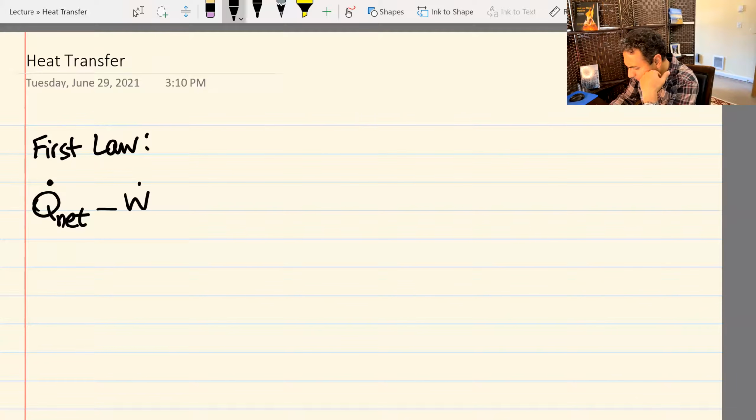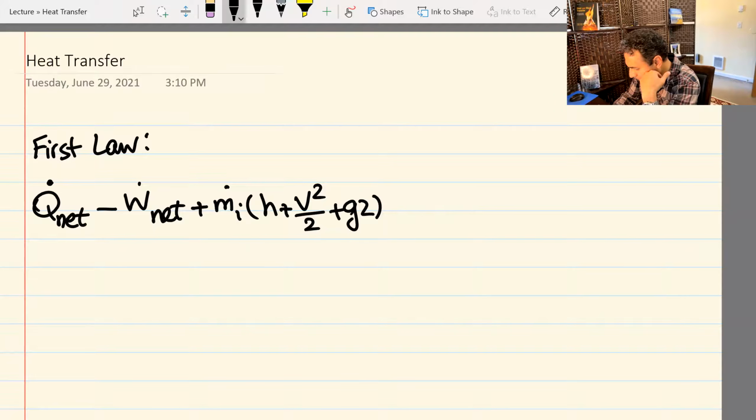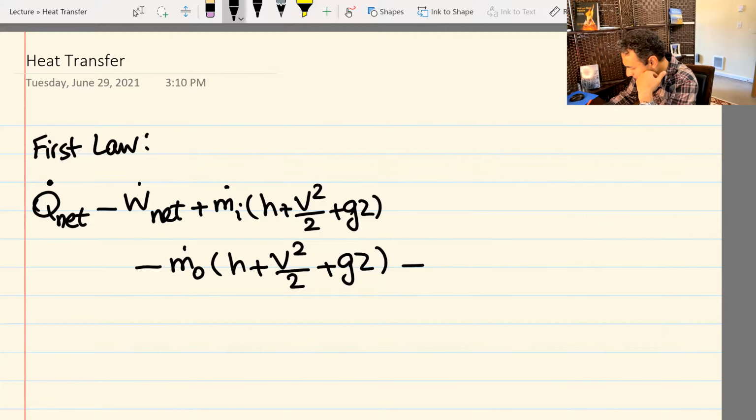minus W dot net plus m dot in (h plus V squared over 2 plus gz) minus, let me show it here, I don't have enough space, so I'm going to show it. Minus m dot out (h plus V squared over 2 plus gz) equals dE of the control volume dt.